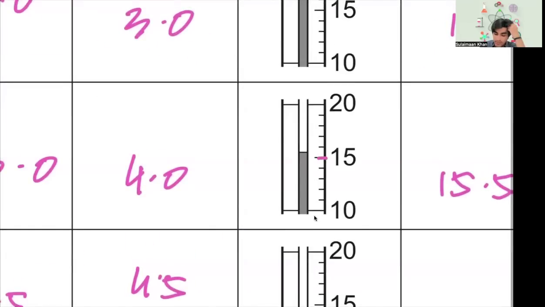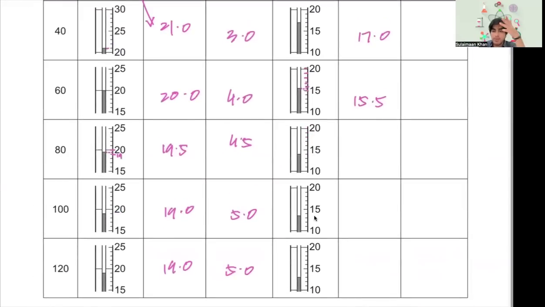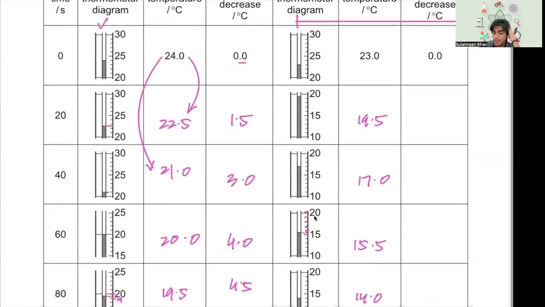See, this is 15, that's 15, that's 16, that's 17, that's 18, that's 19, that's 20. So this is between 15, so 15.5. Thank you. I'm just looking at the chat. That's 14.0, then 13.5, then 13.0. And then temperature decrease 3.5.